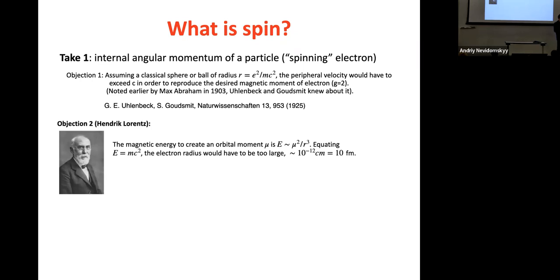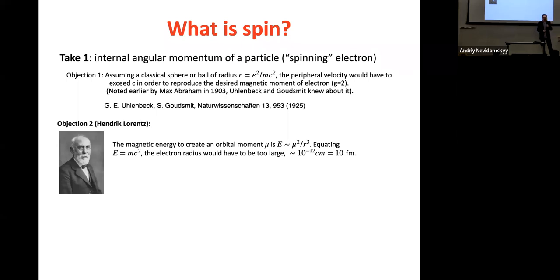Hendrik Lorentz of the Lorentz invariance was at the time already a Nobel laureate in physics, a hugely influential figure. And his criticism was as follows: if you take the energy corresponding to the magnetic moment, divide it by c squared, or convert it into appropriate units, you will find that the radius of the electron would have to be too large to match with other expectations. Now, I'd have to ask my colleagues, what the heck do I mean by the radius of the electron? I honestly do not know. Maybe there is a way to estimate this from QED, and I'll talk about QED a little bit later.